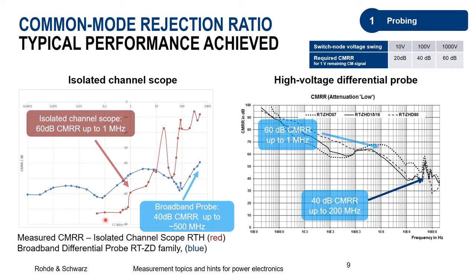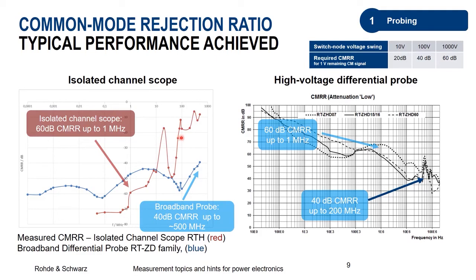Isolated channel scopes usually have a very good common mode rejection ratio at very small frequencies, since they're isolated at DC, so the common mode rejection ratio is more or less perfect. Then when you go up in frequency, up to a signal frequency of 10 megahertz, the common mode rejection ratio is still pretty good, and then it gets a little bit erratic and depends a lot on the exact setup.